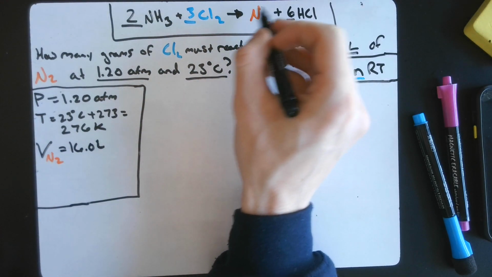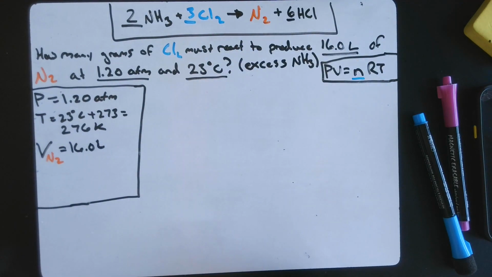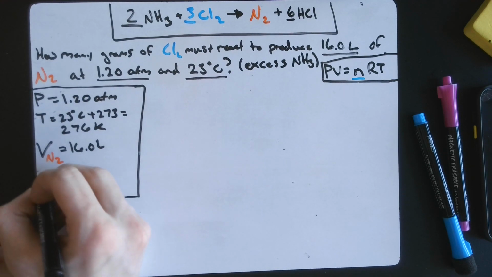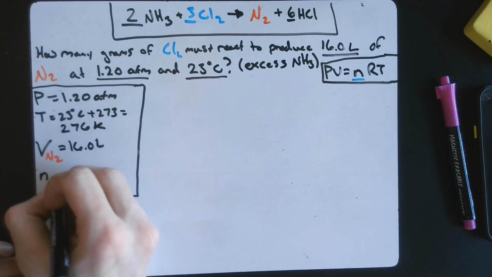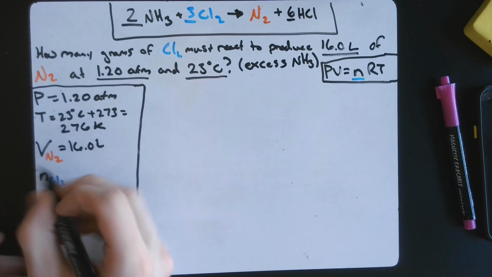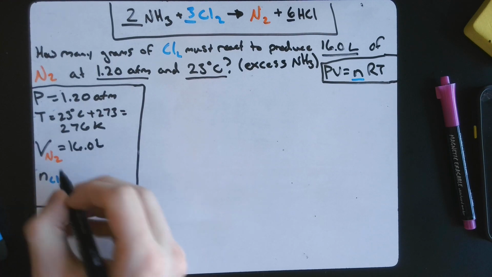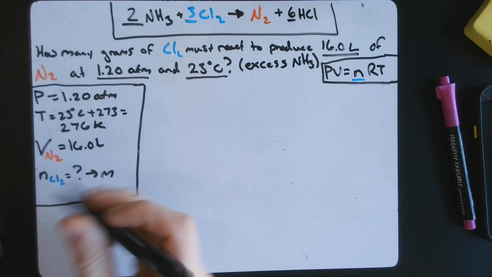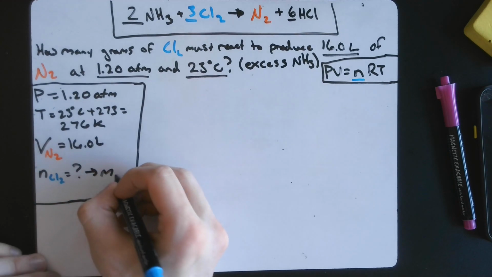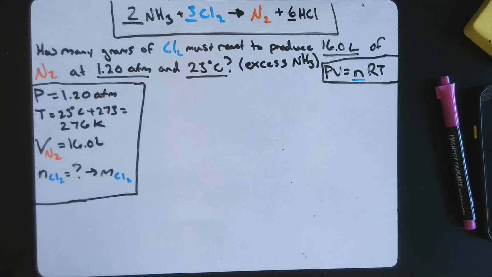So we're kind of like stationed over here on the right-hand side of the equation, okay? And I want eventually to figure out how many moles of chlorine I need. Because you can convert moles of chlorine into grams of chlorine. And for grams, I'm just going to use the letter M. M as in mass in grams. N is typically used for moles.